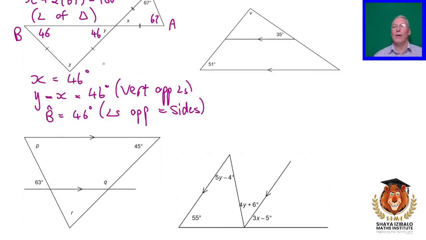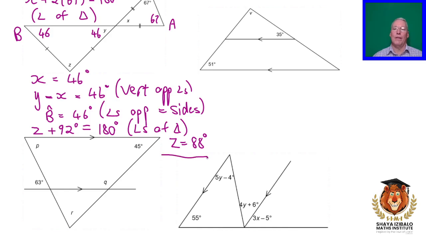Okay, and now in this triangle on the left hand side here, Z plus 46 plus 46, and because I'm running out of space, I'm going to do that in my head, is 180 degrees. Angles of triangle. Alright, and if we subtract 92 from both sides, we get 88 degrees. Z is 88 degrees.